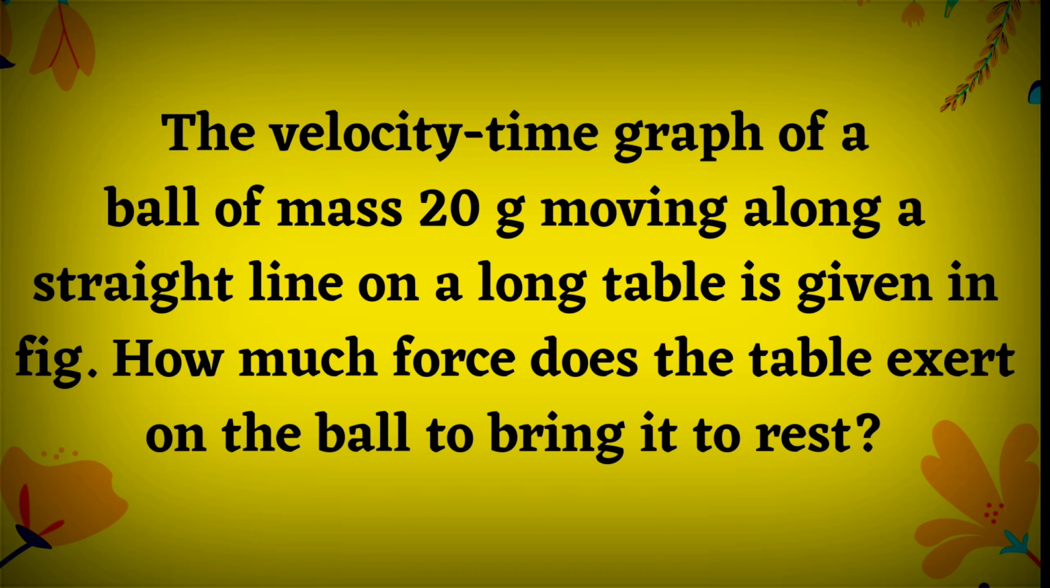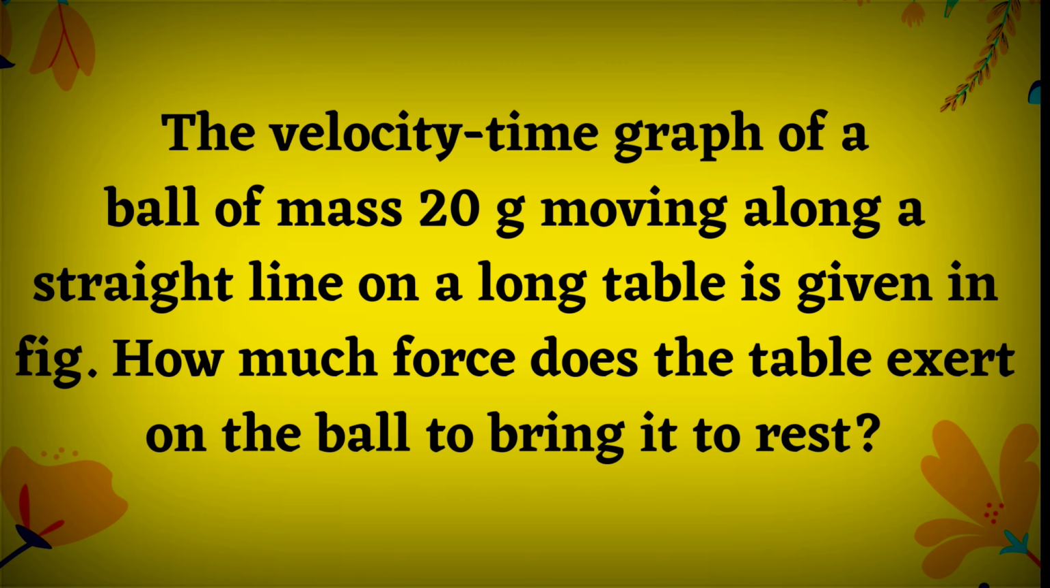Also, what is given is the mass of the ball, 20 grams. Now just imagine a table on which a ball is placed. That ball is moving with some velocity, and after a period of time, due to some friction between the ball and the table, the ball is stopped. So what we have to find is the force applied on the ball due to friction to stop it.